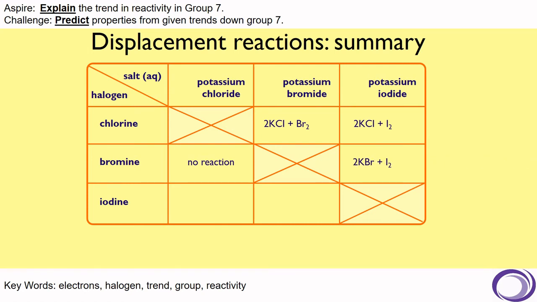When bromine was placed with potassium chloride, there was no reaction. This is because bromine is less reactive, so it will not displace the chloride. However, when it was reacted with potassium iodide, it did displace the iodide and formed potassium bromide and iodine. And again, we saw that as a colour change. When iodine was placed with potassium chloride and potassium bromide, there was no reaction for either of those experiments because iodine is not reactive enough to displace chloride or bromide from the compound.